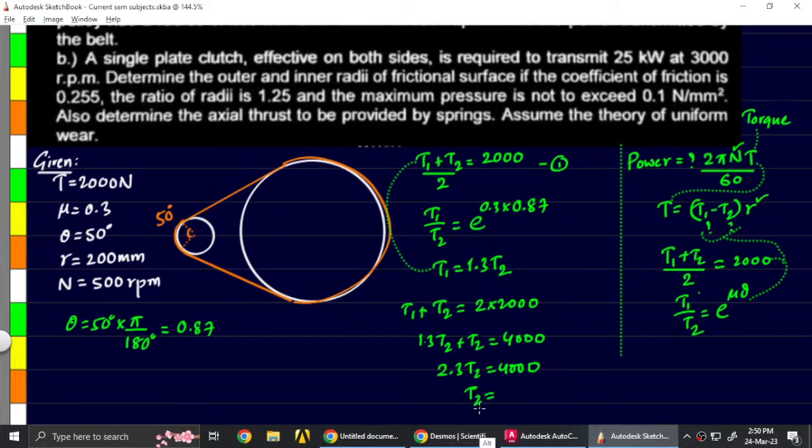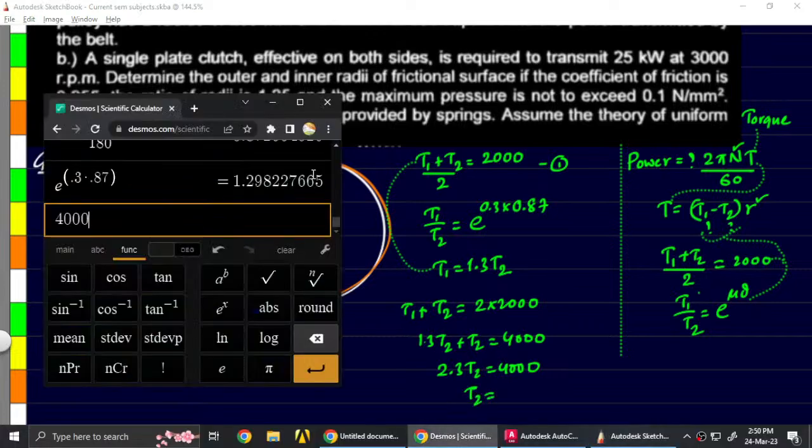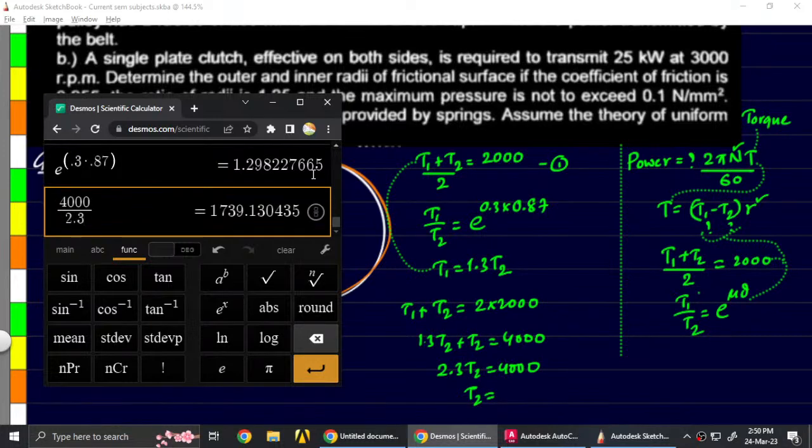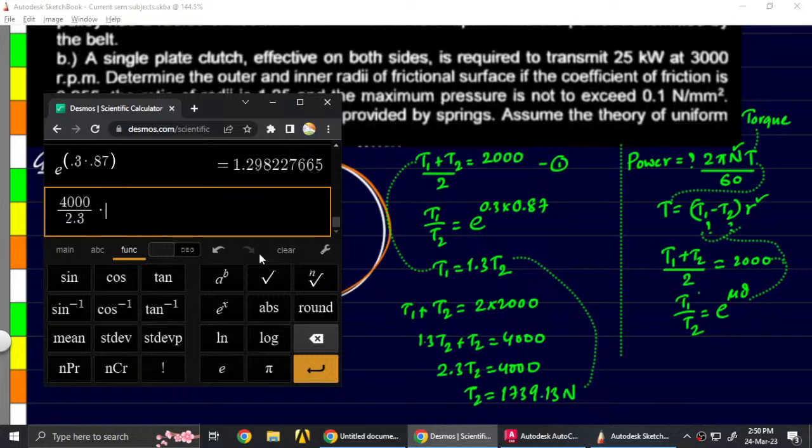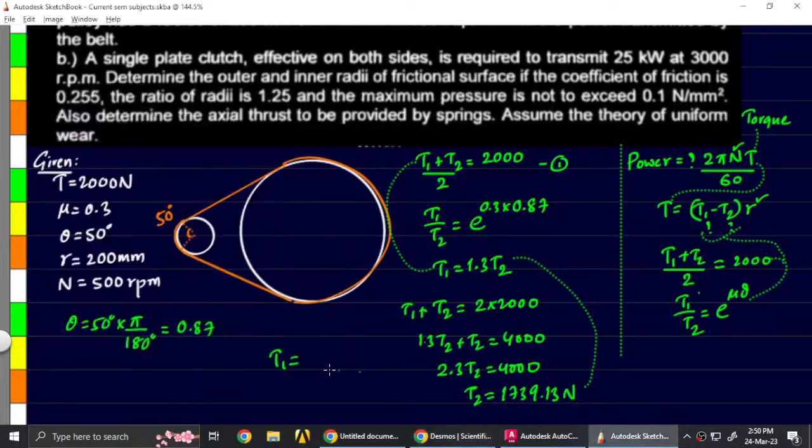So T2 will be 4000 divided by 2.3, that is 1739.13. So this is the value of T2. Substituting this back here will give us the value of T1. T1 will be this value multiplied with 1.3, that gives us 2260.87. So this is in Newton. So these are the values of T1 and T2.